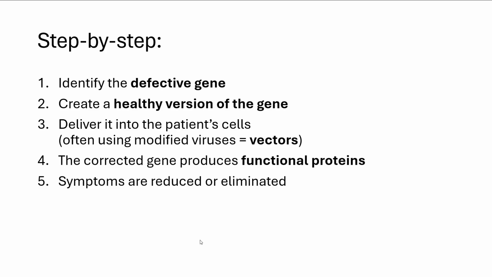Next, we create a healthy version of the gene. We can get it from your parent or something healthy, the ideal or perfect gene, not the defective one. Now, since we now have the healthy version of the gene, we deliver it into the patient's cell, often using a modified virus to act as a vector.